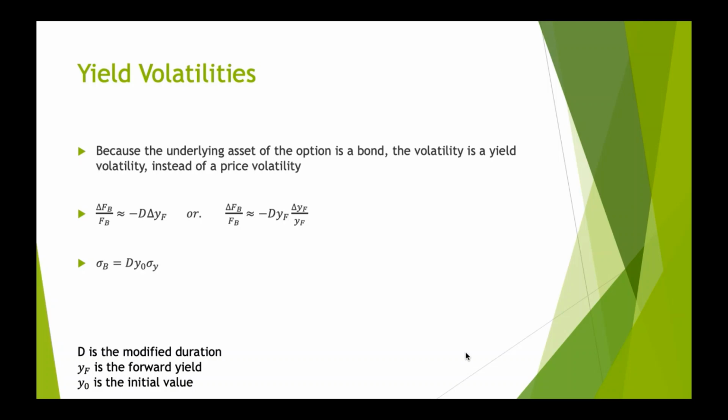Finally, the last topic we should talk about when thinking in bond options is yield volatility. Because the underlying asset of the option is a bond in this case, the volatility is a yield volatility instead of a price volatility. Here we can see how to convert from a price volatility to a yield volatility, where D is the modified duration of the bond, Y sub F is the forward yield, and Y sub 0 is the initial value.